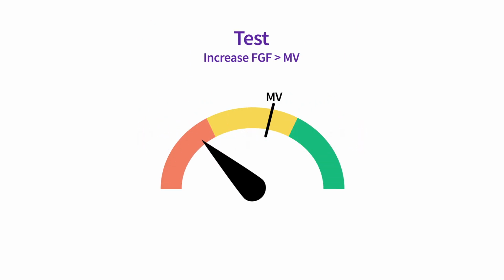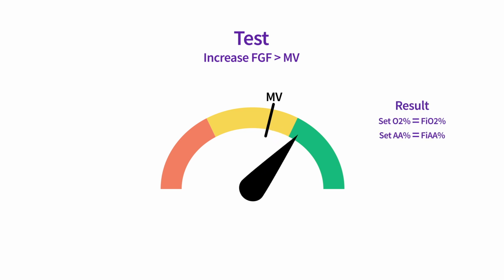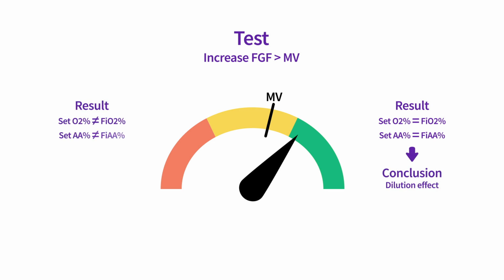Briefly increase the fresh gas flow to meet or exceed the patient's minute volume. The inspired concentrations should increase close to the set concentrations, which determines if the anesthetic agent and oxygen measurements are affected by dilution effect. If the inspired concentrations do not increase close to the set concentrations, then there could be an issue with your gas analyzer or vaporizer.